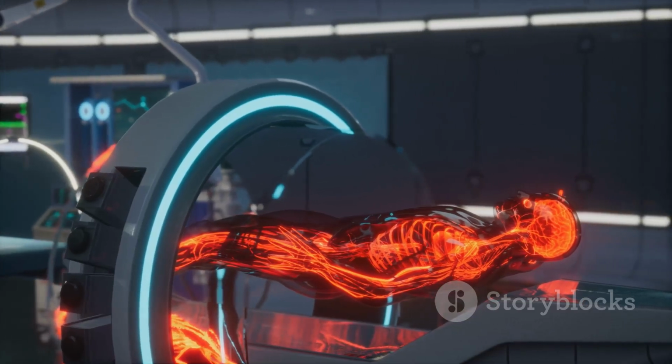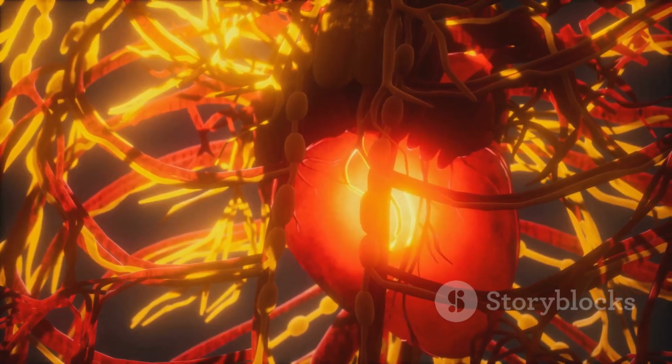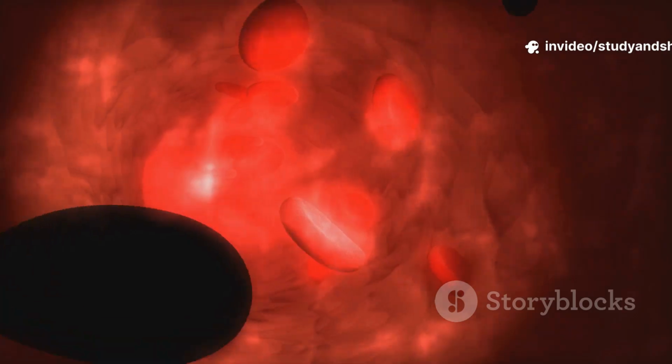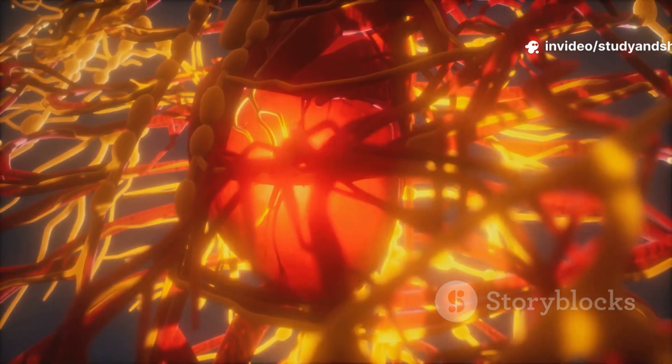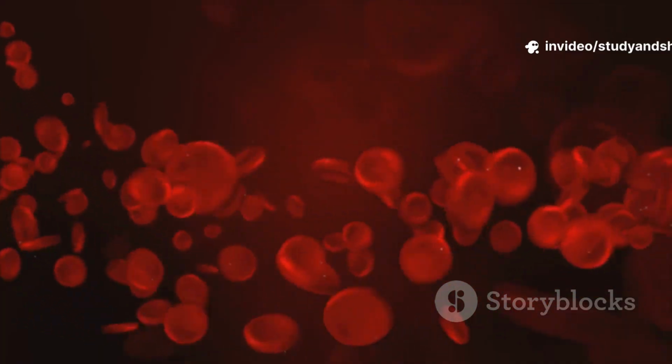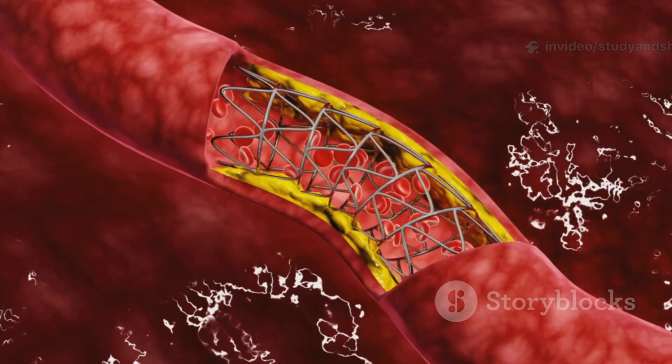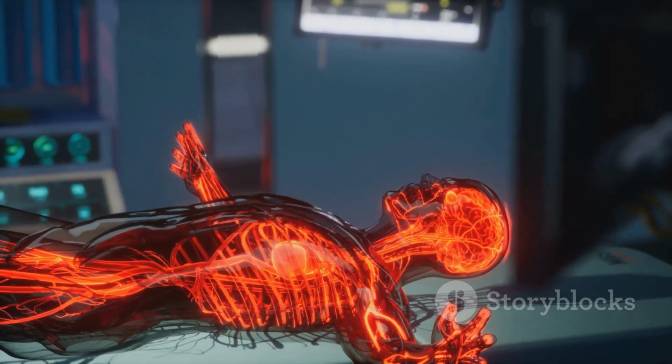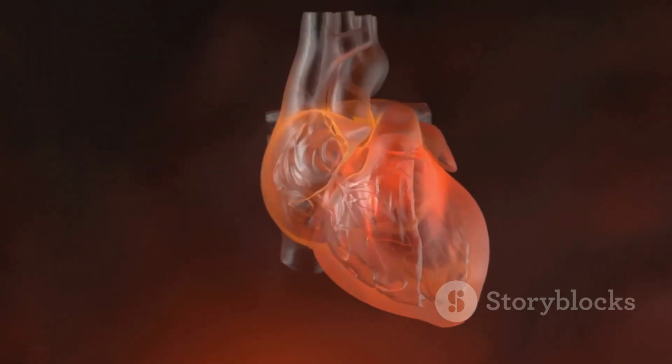The heart follows a double circulation system: pulmonary circulation between heart and lungs, and systemic circulation between heart and rest of the body. Here's how the blood flows. Deoxygenated blood from the body enters the right atrium through the superior and inferior vena cava. The right atrium contracts, pushing blood through the tricuspid valve into the right ventricle.